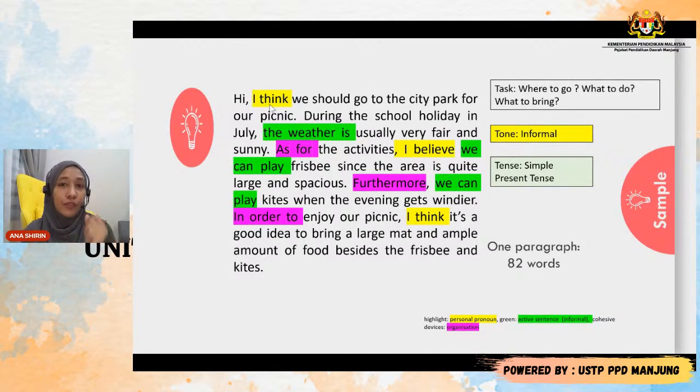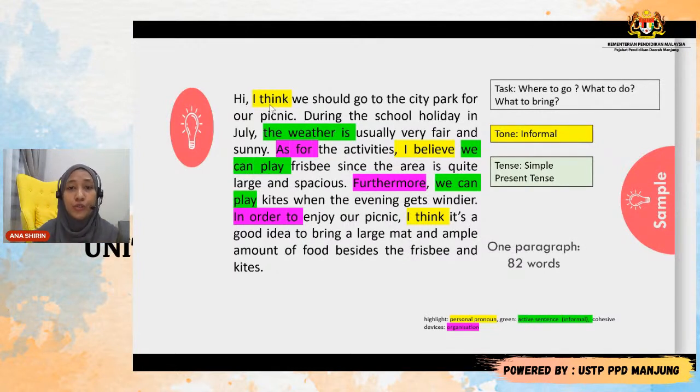Hi, the first question is, where shall we go? And I would answer, I think. Why do I use I think? That would show the idea of it's personal. This is what I think. You may not agree, but this is my opinion. Having put that is much better than just saying, hi, we should go to the city park for our picnic. So that one would be more of a strong suggestion. Putting the I think there would establish an informal yet personal tone.